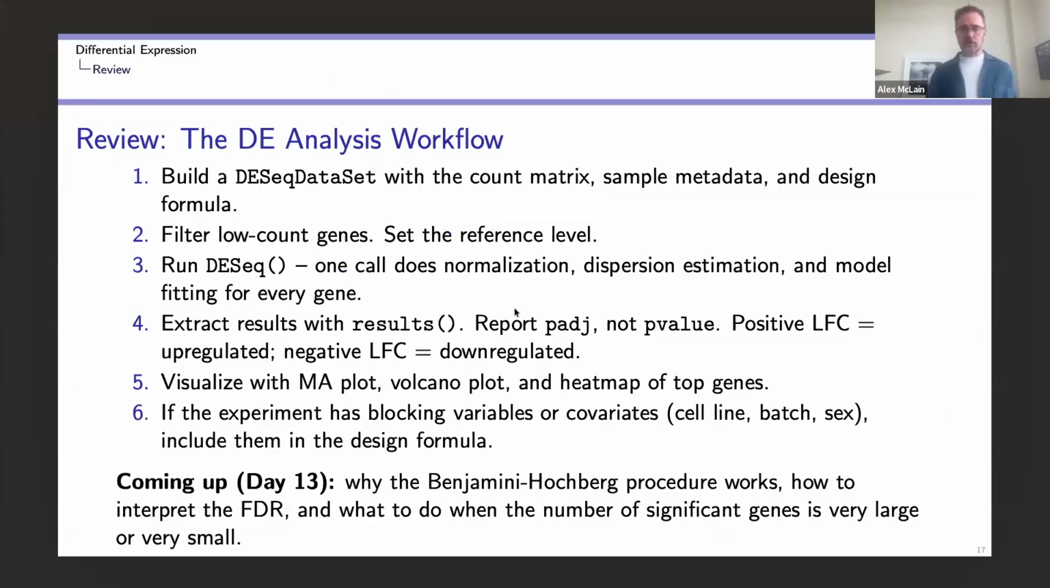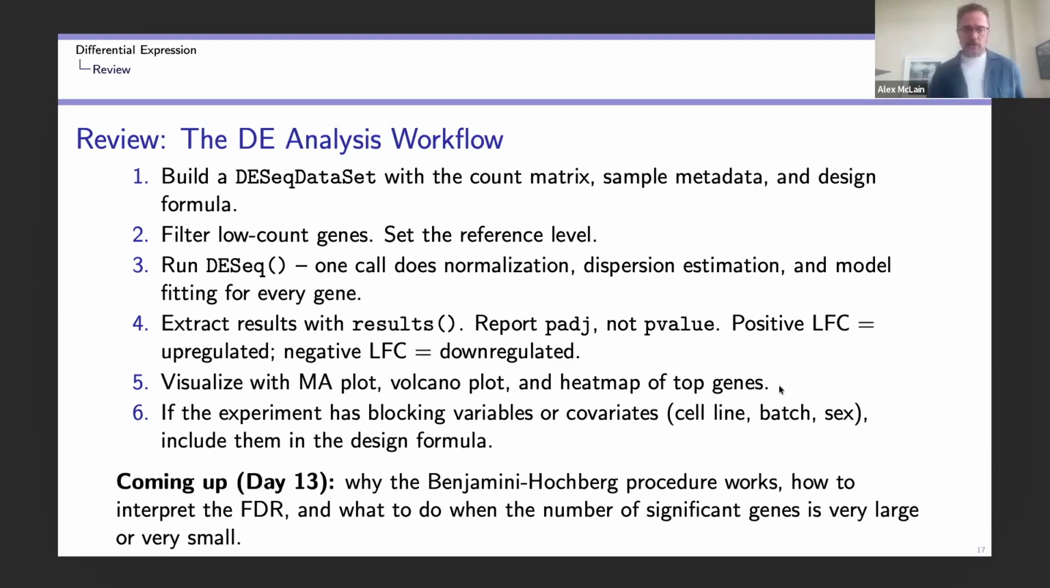Statistically, that's my favorite part of this model. And then it does the model fitting. Once we have the dispersion estimate, we can do the model fitting. That gives you the p-value. So we apply the Benjamini-Hochberg procedure on the p-value, which gives us the adjusted p-value. We get the log 2 fold change. Positive means it's upregulated. Negative means it's downregulated. We can visualize these: MA plot, volcano plot, a heat map of the top genes.